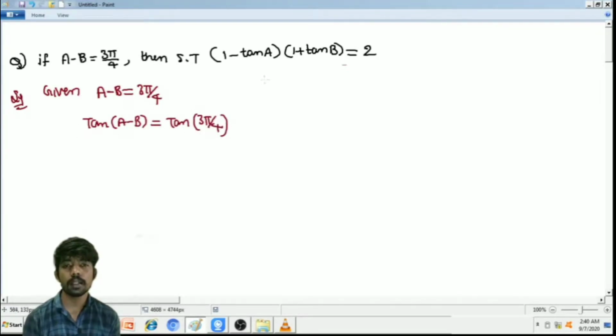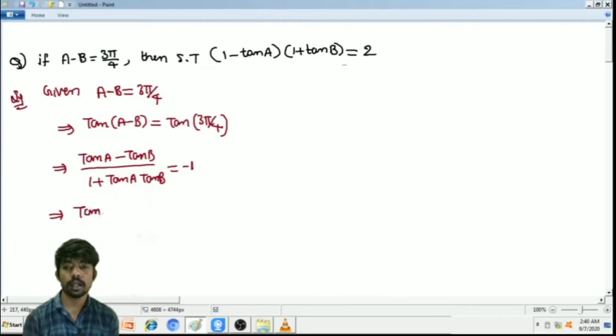Why are we applying tan? Because in the proving part we have terms in tan, that's the reason I applied it. Next, tan of a minus b formula: tan a minus tan b by 1 plus tan a into tan b is equal to, tan 3 pi by 4 value is minus 1. Now multiply the denominator to the right hand side: tan a minus tan b is equal to minus 1 minus tan a tan b.